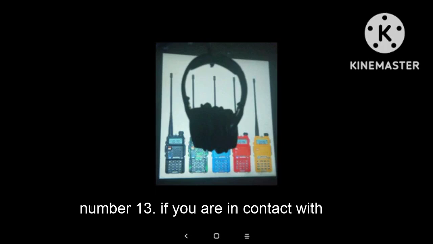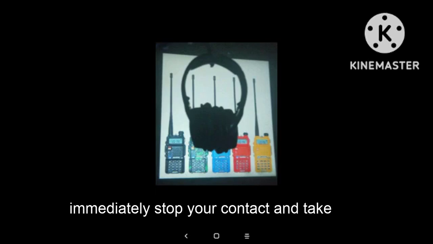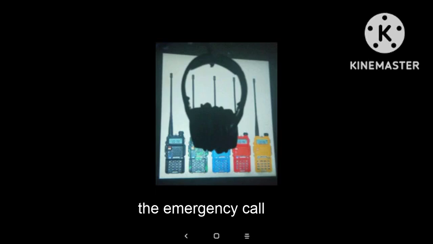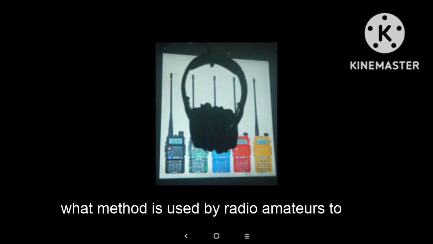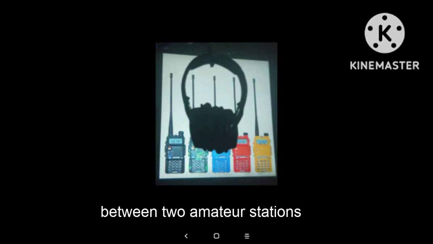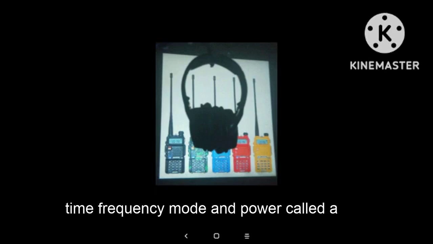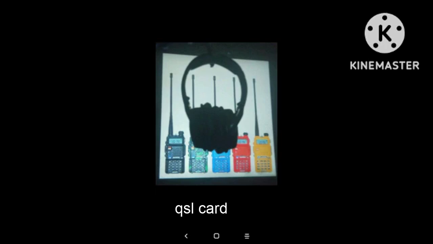Number 13. If you are in contact with another station and you hear an emergency call for help on your frequency, what should you do? Immediately stop your contact and take the emergency call. Number 14. What method is used by radio amateurs to provide written proof of communication between two amateur stations? A signed postcard listing contact date, time, frequency, mode, and power, called a QSL card.